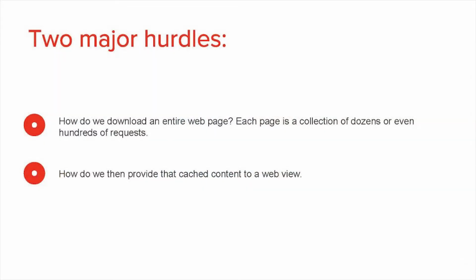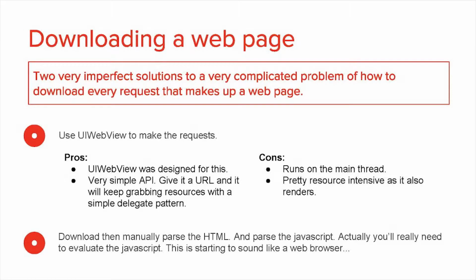There are two major hurdles when trying to create this framework. The first is, how do we download an entire web page? That's actually kind of tricky. A web page is made up of dozens, possibly hundreds, of requests, and we need to find all of them, which is tricky, and then also save them all. And then after that, how do we provide that content back to the browser that we're using? First we'll talk about downloading the web page.